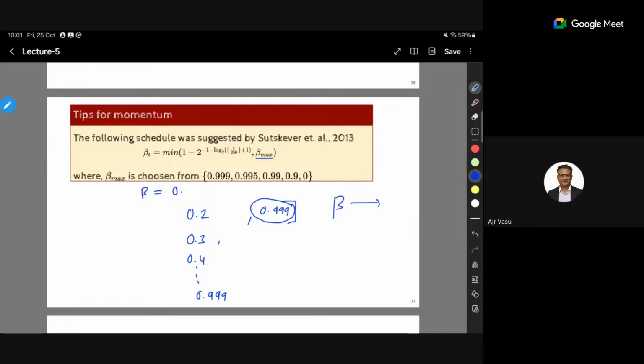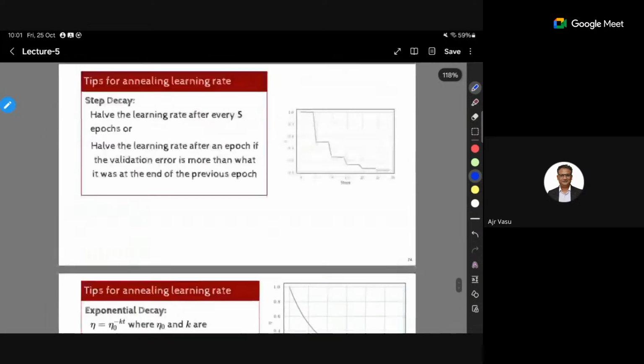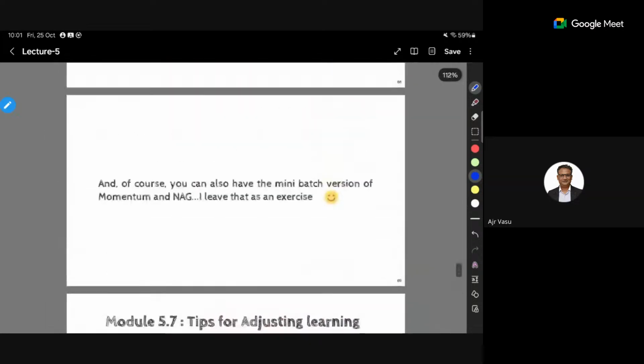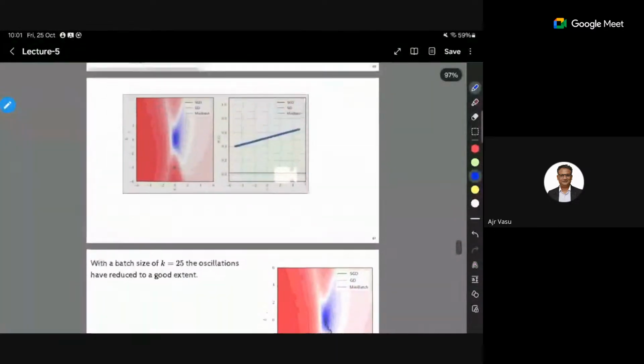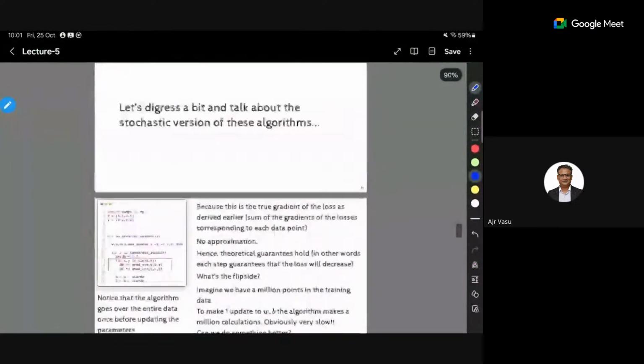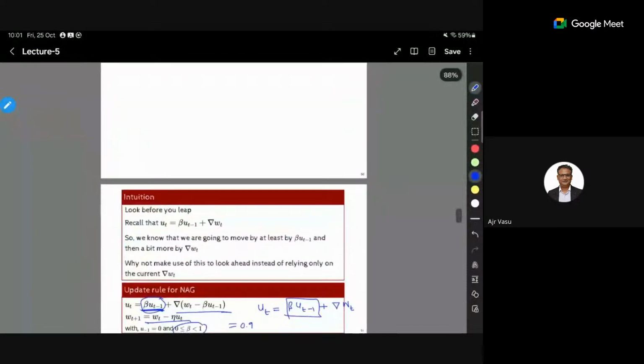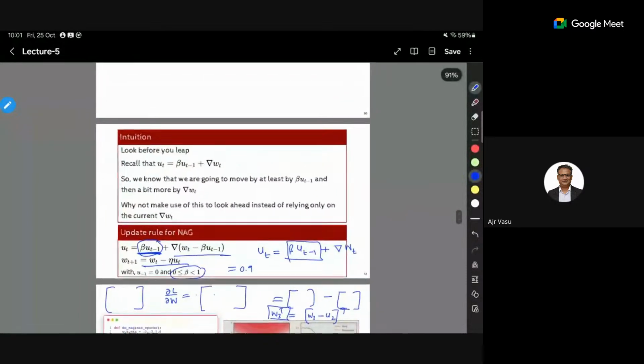Actually, I had one doubt, sir. When we look at Nesterov versus the regular momentum based, computationally I understood how to do it. But how is it really looking ahead? Probably it's because of the notation, the t and t+1. How is it looking ahead?